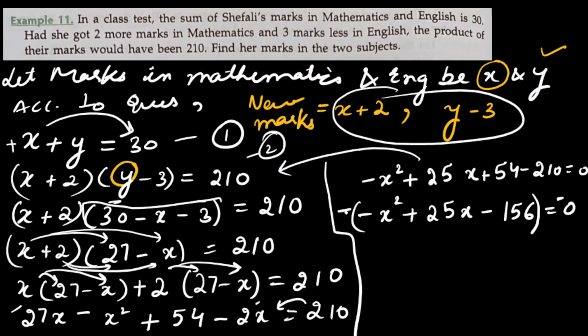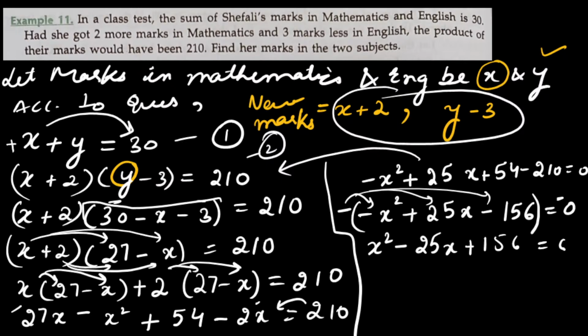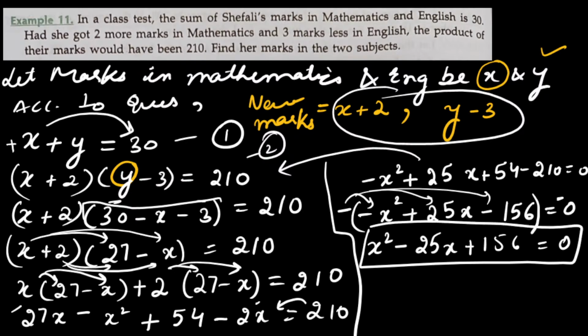So minus into minus, it will become x square. So this minus sign, with each and every term you can multiply. So minus 25x, again here plus 156 is equals to 0. So this is the required quadratic equation. x square minus 25x plus 156 is equals to 0. Yes, so Jayashree gave the equation correctly, even Sanika.